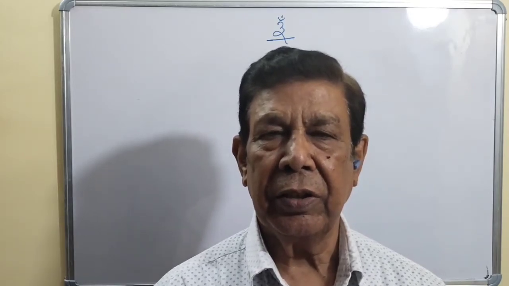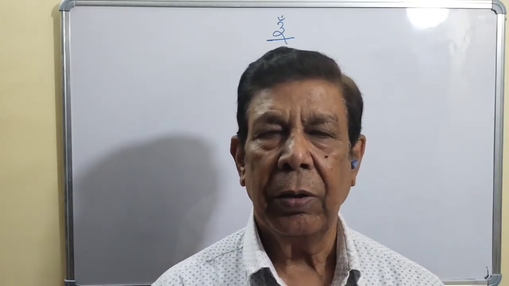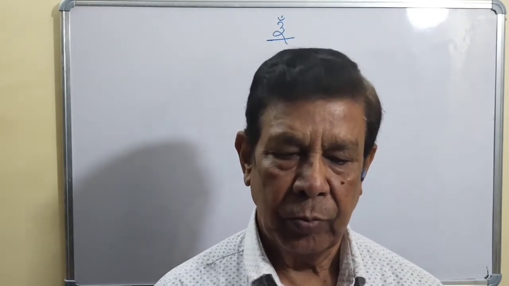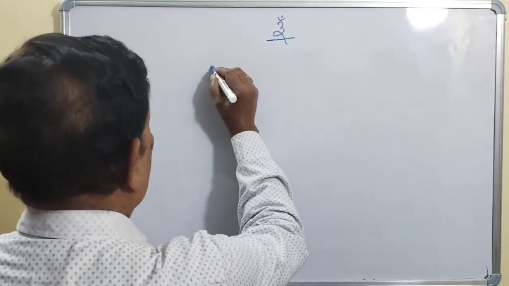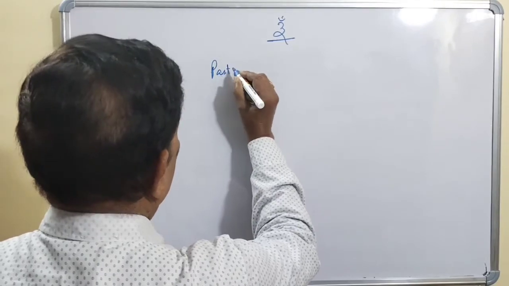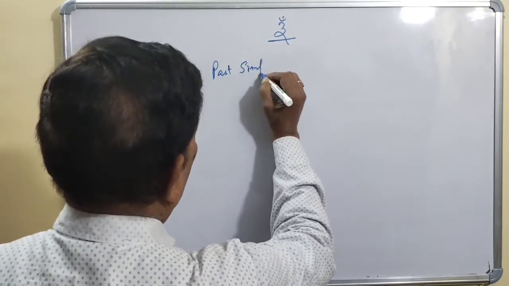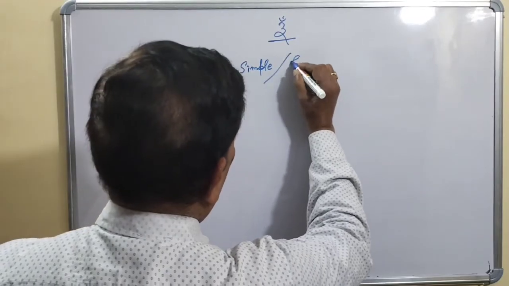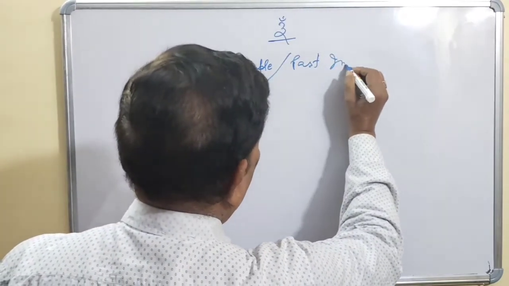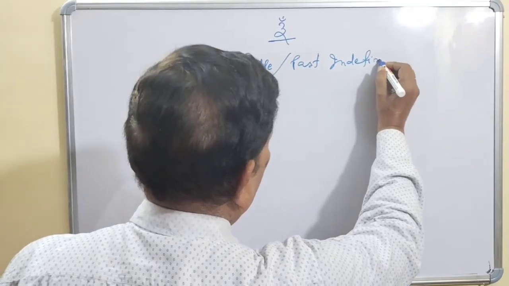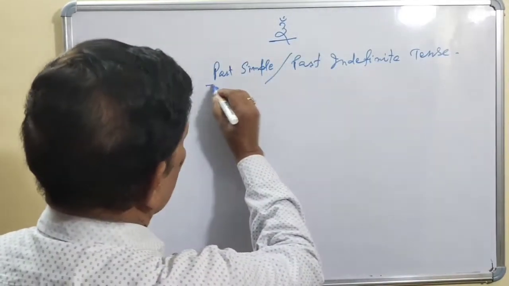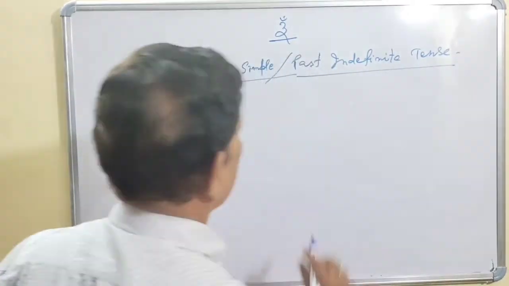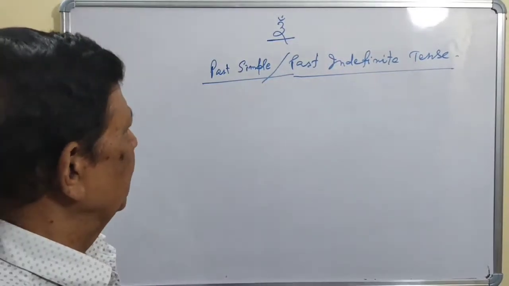Swapan is present here today with a new lesson on tenses, that is past simple or past indefinite tense. So let me write here: past simple or past indefinite tense. Simple past, past indefinite tense.